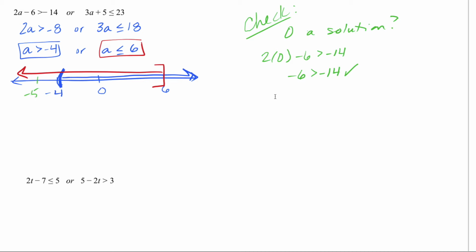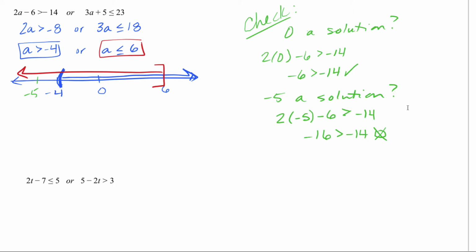Negative 5. Is negative 5 a solution? So we say 2 times negative 5 minus 6. Is this greater than negative 14? So that's negative 10 minus 6, which is negative 16. Is that greater than negative 14? No. But it was shaded red.